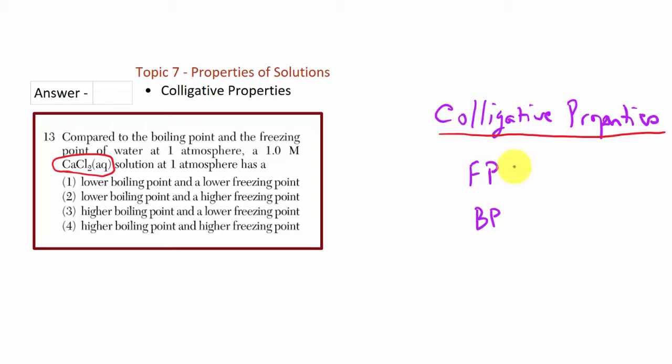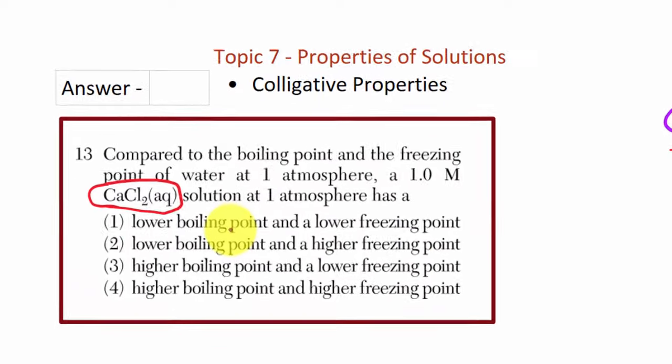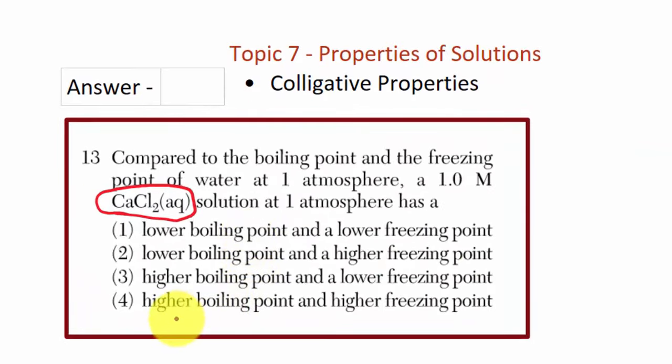So we refer to the freezing point change as the freezing point depression, and the boiling point change as the boiling point elevation. You have to lower the temperature even more to freeze it. You have to raise the temperature even more to boil it. So the answer that corresponds to this is that we're going to have a higher boiling point and a lower freezing point. It's answer number 3.